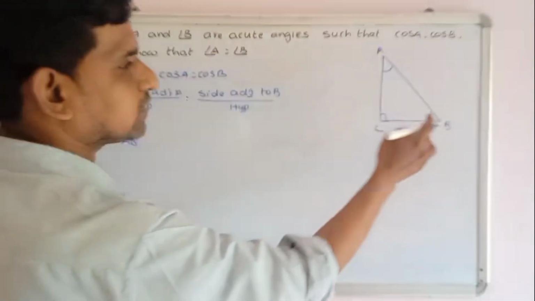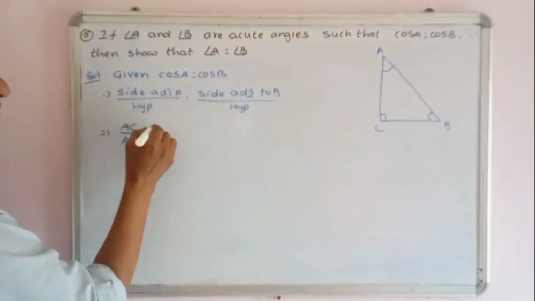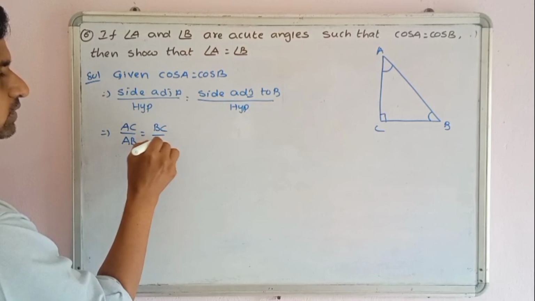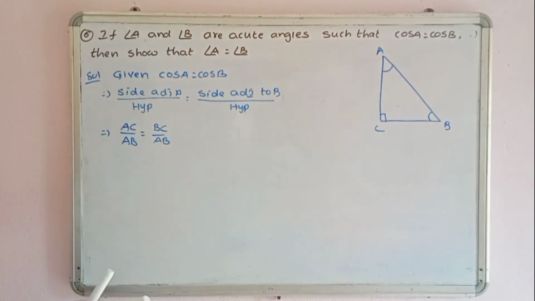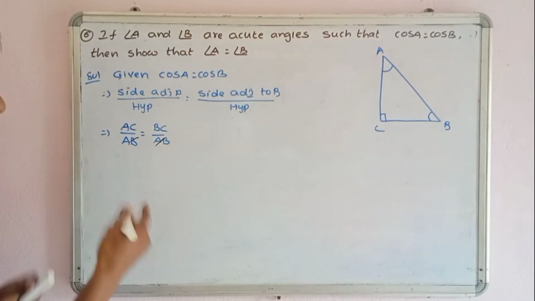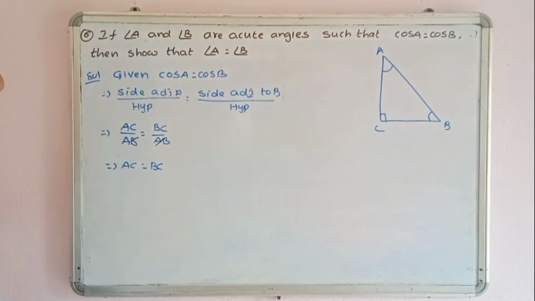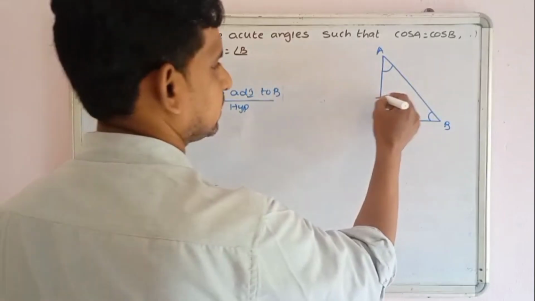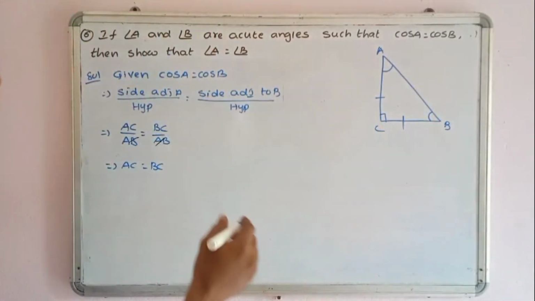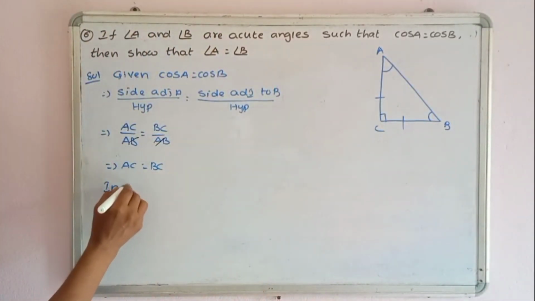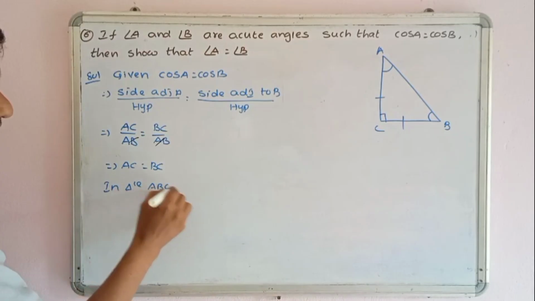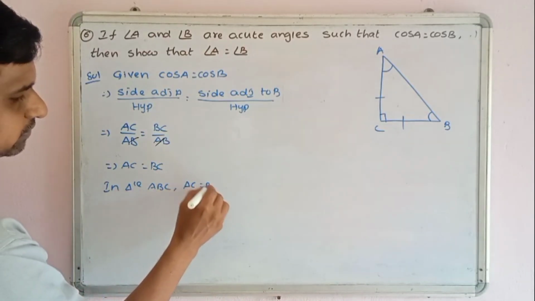Equals adjacent to B. Side adjacent to B is BC. Hypotenuse is AB. Okay, now AB gets cancelled. So AC equals BC. So these two sides are equal. Okay. In triangle ABC, AC equals BC.